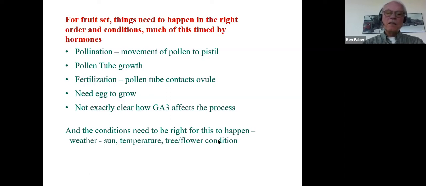But we do know that conditions need to be right for this to happen. You have to have sun. A lot of the pollinators don't fly unless there's sun. We're finding out now that sometimes there are nighttime pollinators of avocados, but the temperature needs to be right. If it's too hot or too cold, the pollinators will not be flying. And the tree and the flower have to be in the right condition. So it's not just movement of the pollen and creating fertilization. You have to have other things that are set for this all to happen.